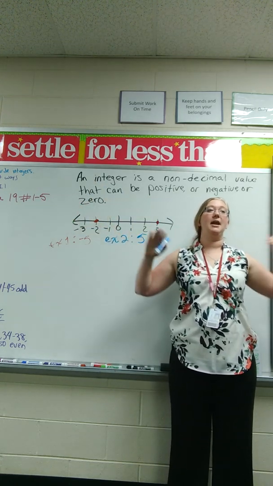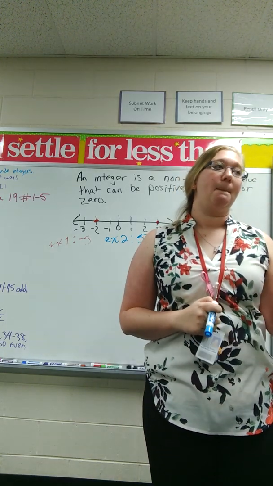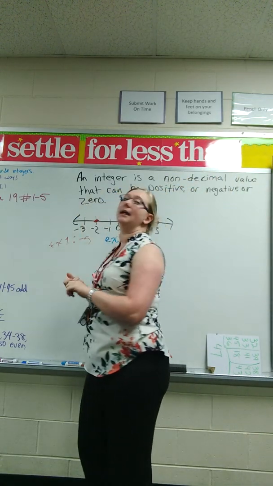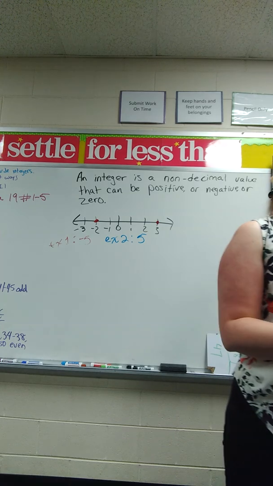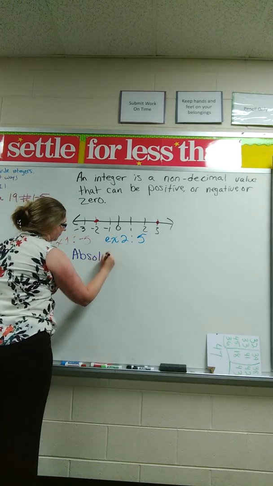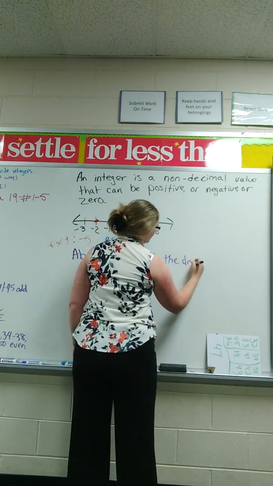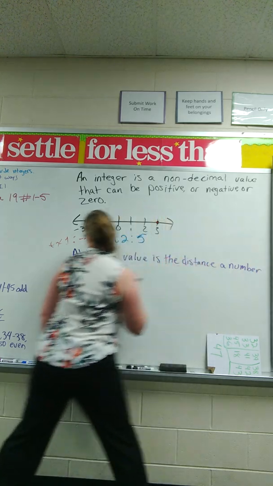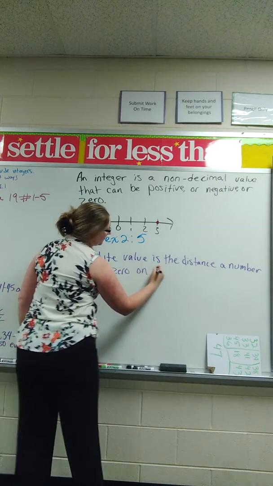Does anyone have any questions? No, ma'am. This is easy. There's one more thing that we need to talk about, and that's absolute value. Absolute value, you may have heard of before, but absolute value is the distance the number is away from 0. So absolute value is the distance a number is from 0 on a number line.